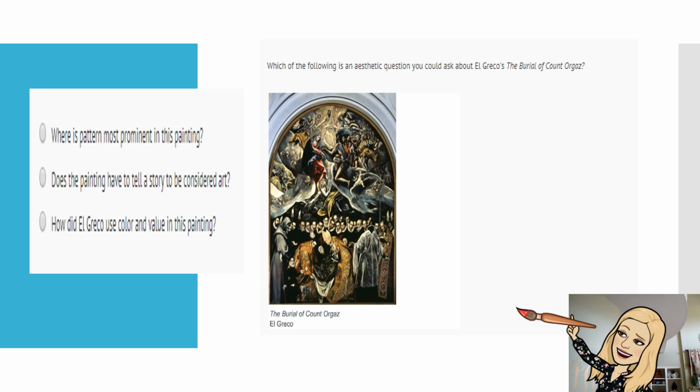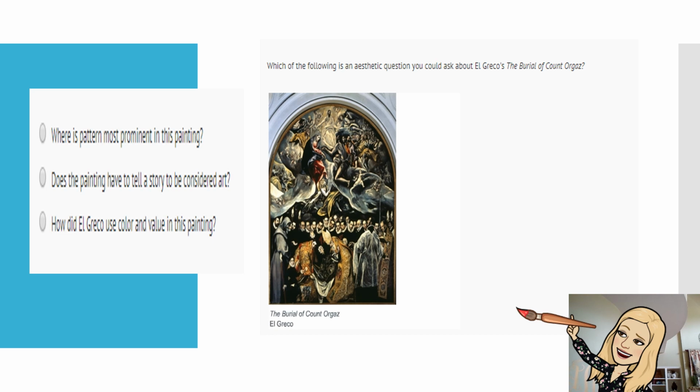Okay, next question. Which of the following is an aesthetic question you could ask about El Greco's The Burial of Count Orgaz? And I apologize, my Spanish is the worst. So let's look at our answer choices. Where is pattern most prominent in this painting? Does the painting have to tell a story to be considered art? How did El Greco use color and value in this painting?